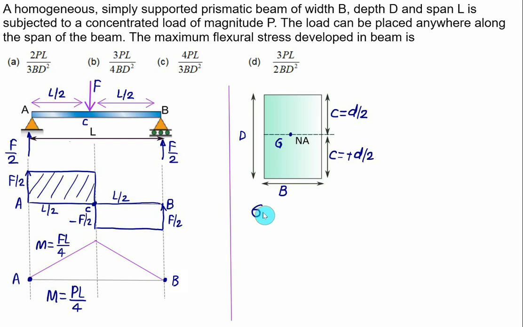Maximum bending stress sigma B maximum is always given by bending moment M multiplied by C divided by I. In this case, the maximum value of bending moment you have to select is PL divided by 4. Value of C is equal to capital D by 2.